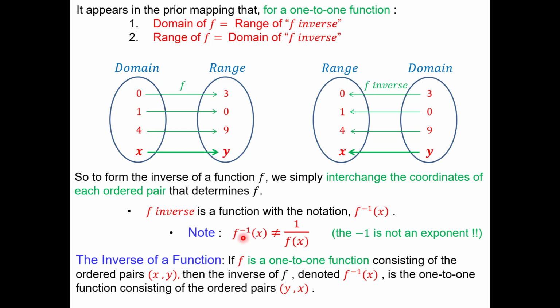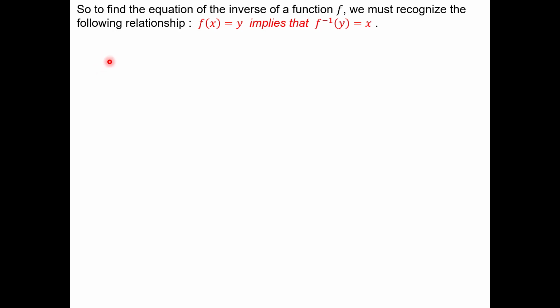So when you see this in the future on something like f like this, you would just read it as inverse. So to find the equation of the inverse of a function, f, we must recognize the following relationship. F of x equals y was what we've been working with before. This is our regular function notation. Implies that f inverse of y takes us back to x.